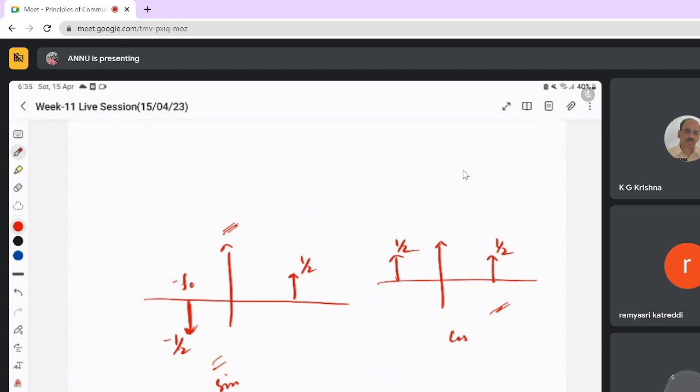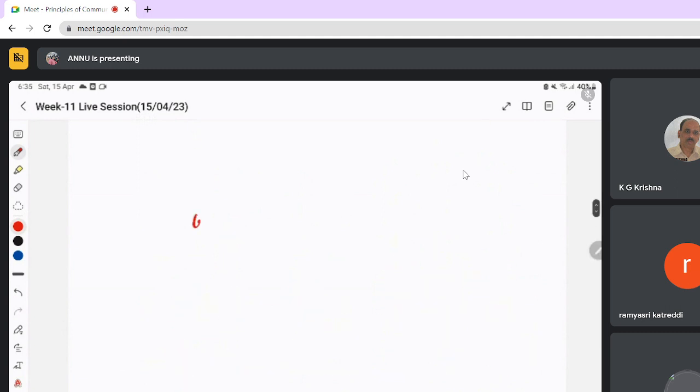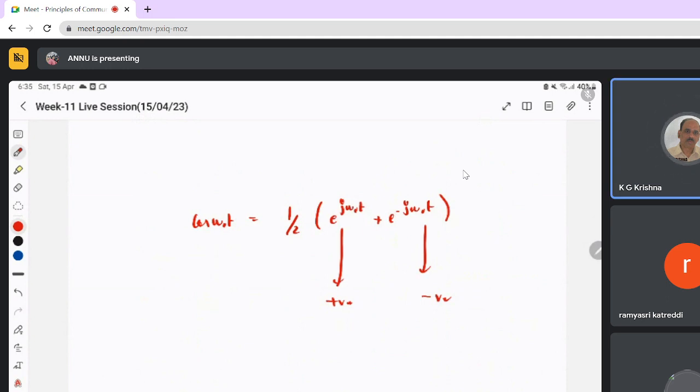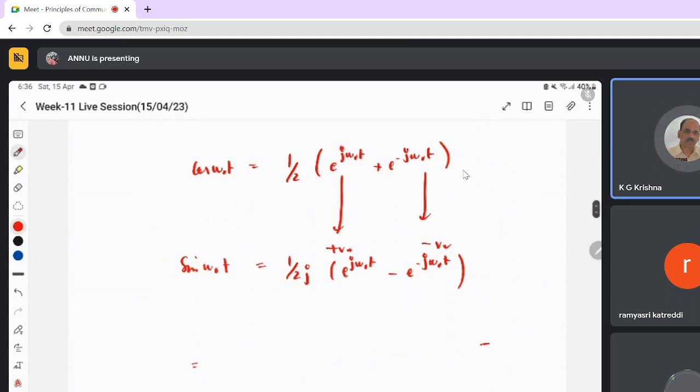That's what for this cos omega naught t can be represented as 1/2 (e power j omega naught t plus e power minus j omega naught t). So I'm telling you this is positive and this is negative frequency. Now just write sine omega naught t. Sine is 1/2j (e power j omega naught t minus e power minus j omega naught t). So when you plot the magnitude plot of sine omega naught t, at the negative frequency, the magnitude is negative. However, you will have this j term.